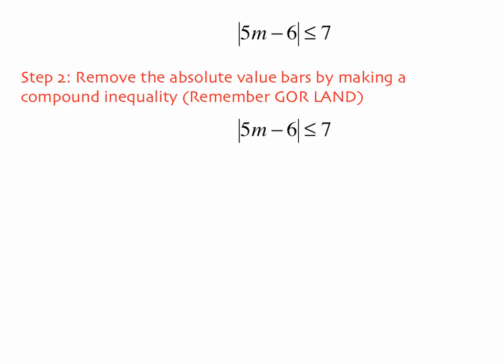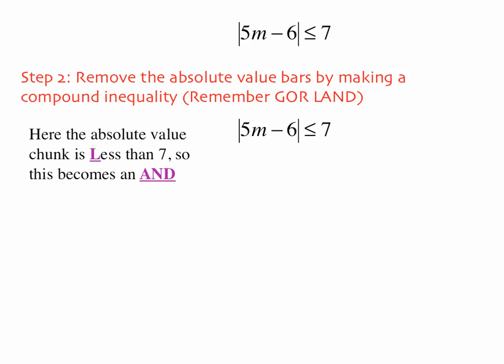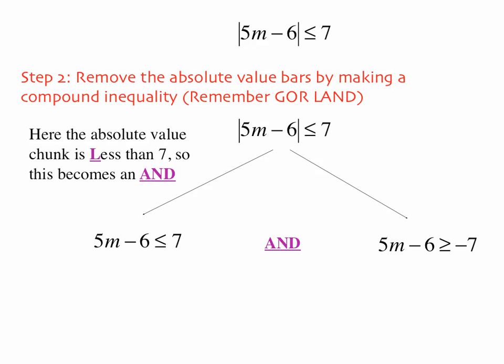In this case, we have the absolute value of 5m minus 6 is less than or equal to 7. We have the absolute value is less than something. That's the L part. So I'm going to split this into 2 AND statements. The first one: the stuff inside the absolute value bars is less than or equal to 7. It looks like I just simply dropped the absolute value bars here. The second statement is a little bit more complicated. Here, I take 5m minus 6, the stuff inside the absolute value bars, is greater than or equal to negative 7.